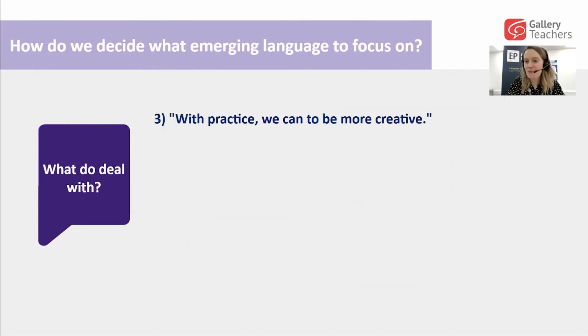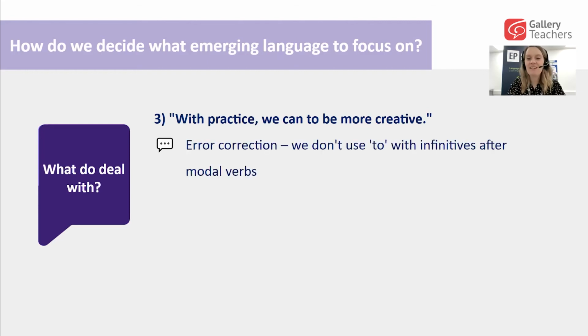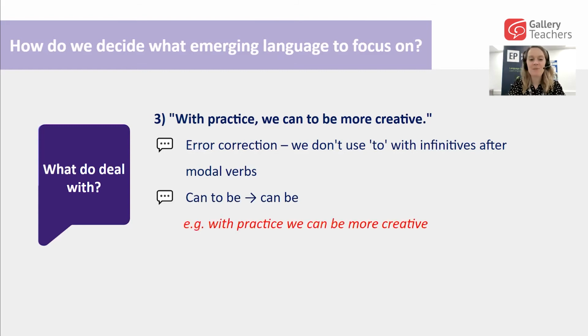And finally, sentence number 3. With practice, we can be more creative. So I'm sure you noticed the error correction with this one. We can't use to before an infinitive, with an infinitive before a modal verb. So I'm sure you changed can to be to can be, to make: with practice we can be more creative.